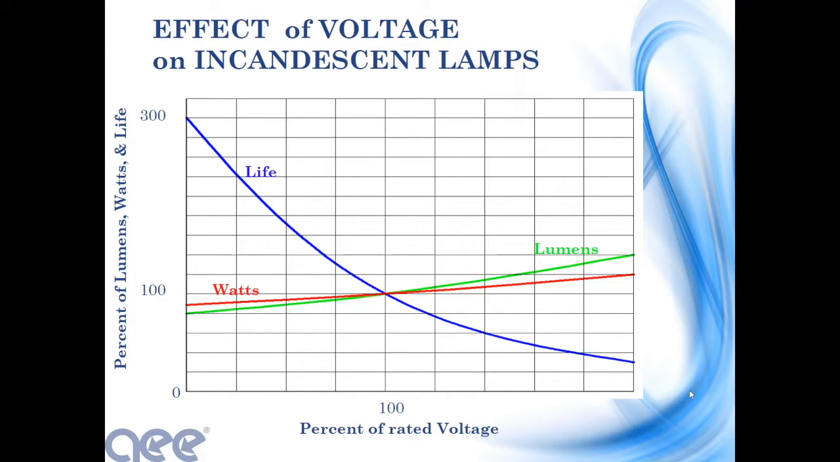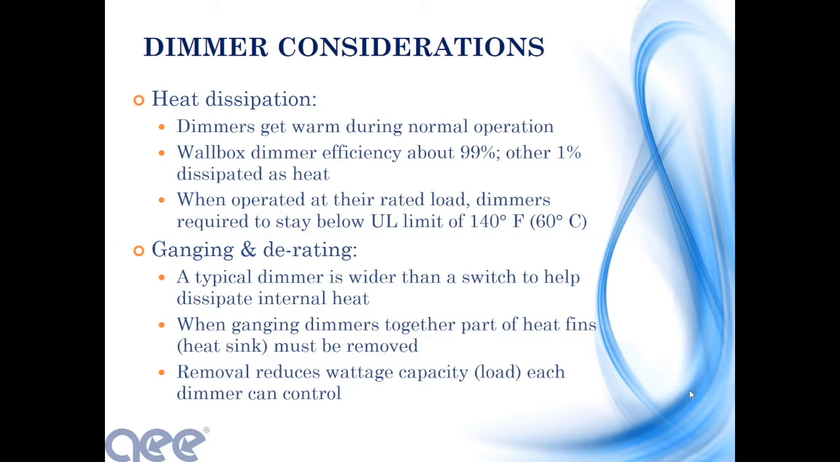Now, we have used this curve for incandescent lamps to show the effect of voltage on incandescent lamps. We notice that as we reduce the percent of rated voltage applied to the lamp, the lumens will go down, the watts will go down. Now the curve does not end at the left here, it keeps going, and we see the life goes up. So as we get lower and lower, the lumens go down, the watts go down, the life goes up.